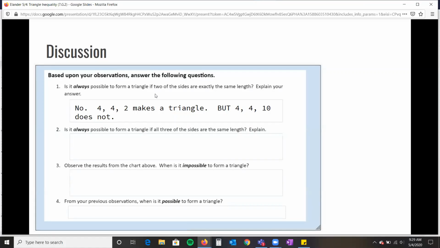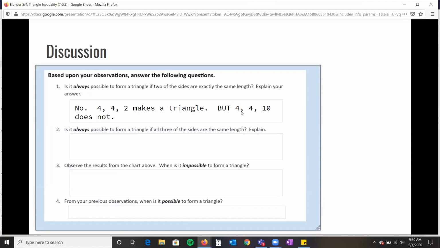Or sorry, I reversed that. 4, 4, 2, I could make a triangle, right? Because I could have a 4 and 4, and then have it just be really skinny at the bottom and be a 2 length. So this one does make a triangle, right? But when I did 4, 4, 10, that was the one that I couldn't make a triangle out of.